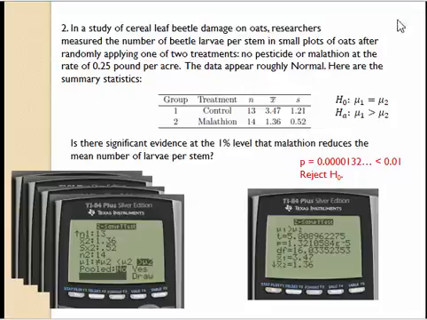So we have good evidence to reject the null hypothesis. If mu1 was equal to mu2, this type of sample would have only happened this proportion of the time, which is tiny, so we have good evidence that H sub 0, the null hypothesis, was not true. That means we do have significant evidence at the 1% level that malathion reduces the mean number of larvae per stem. And again, I apologize if I'm mispronouncing that word.